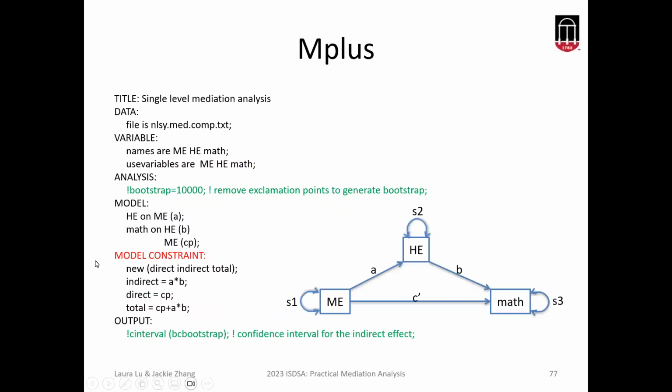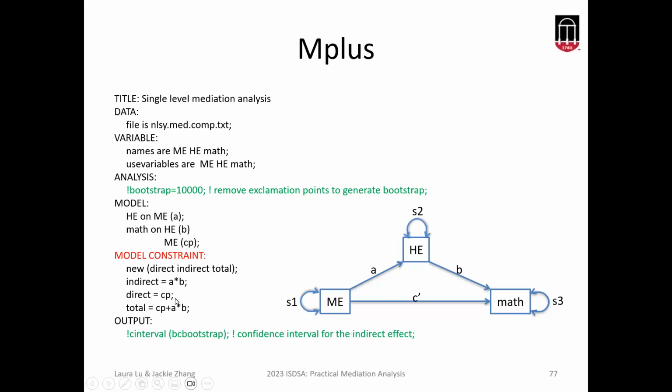We define some new variables. It's called model constraint. After this statement, we can have some new variables defined. So new, we have direct effect, indirect effect, and total effect. So what are these effects? The specific mathematical form is defined here. Indirect equals A times B. What is A? A is defined here, and B is defined here. So A times B is defined as the indirect effect.